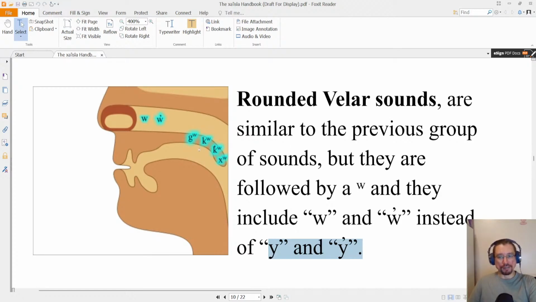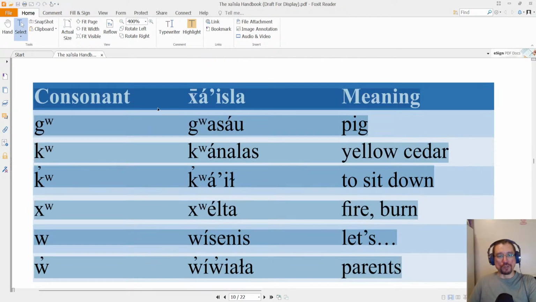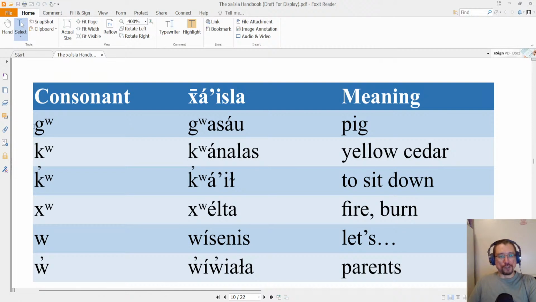So as you can see, in the previous video I mentioned the velum, which is back here. This is your hard palate, this is your soft palate. So that's where these sounds are generated from. So we have some examples. First we have a rounded G.